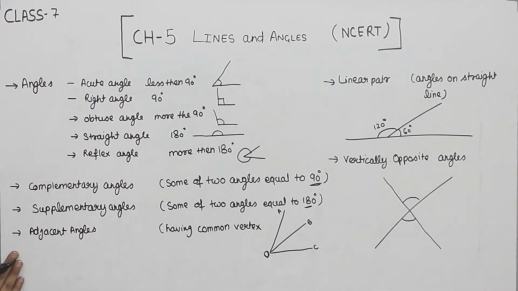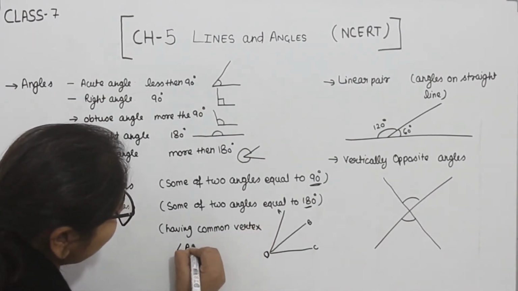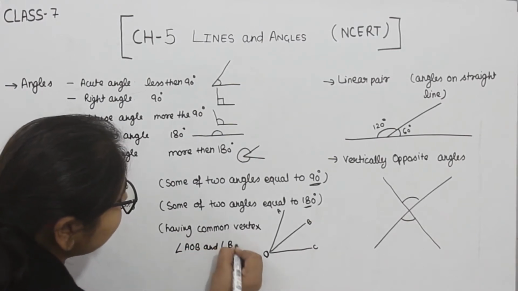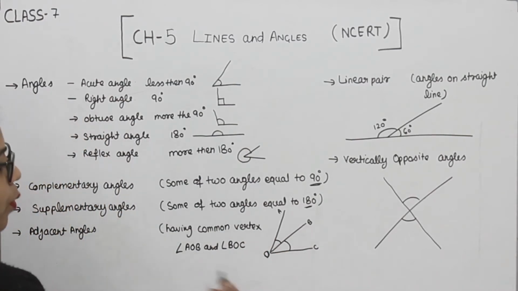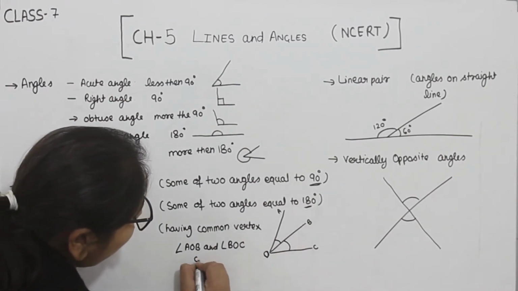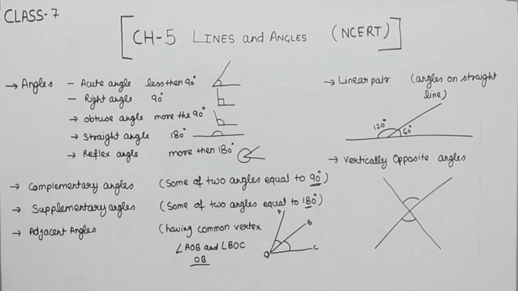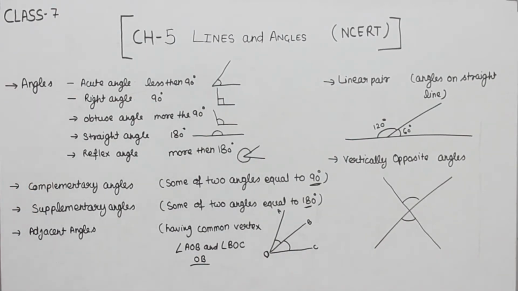Now comes the next one. The next one is the adjacent angles. Adjacent angles are angles having a common vertex. For example, there are two angles, angle AOB and another angle, angle BOC. This one and this one. In both of them, the line OB is the common arm. So they both are called adjacent angles.